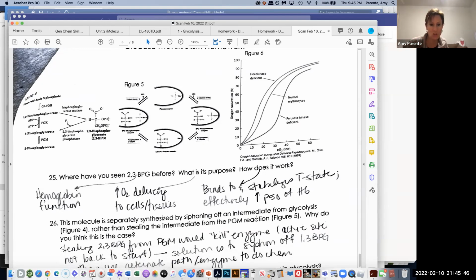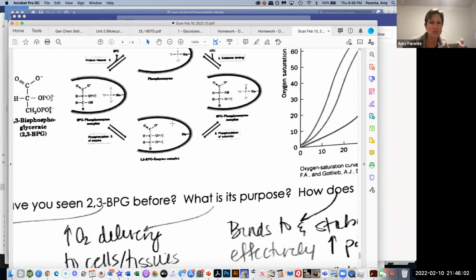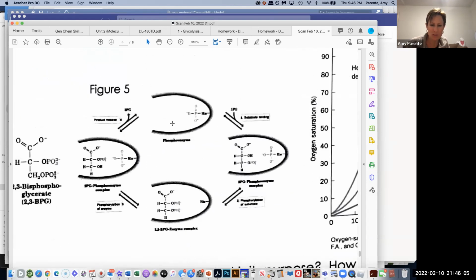Okay. So how we synthesize 2,3-BPG. It says this molecule is separately synthesized by siphoning off an intermediate from glycolysis rather than stealing the intermediate from the PGM reaction. So here's figure 5. Let me zoom in here, right? If we look at what happens with the PGM chemistry, that's the chemistry that JP was talking about that interconverts 3-PG and 2-PG. We basically are taking 3-PG and throwing another phosphate on. This is a unique kind of role for histidine here, and we get 2,3-BPG as an enzyme intermediate here.